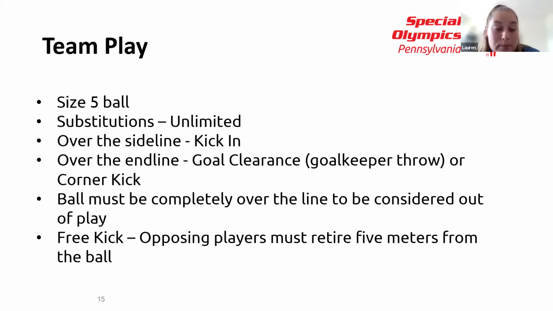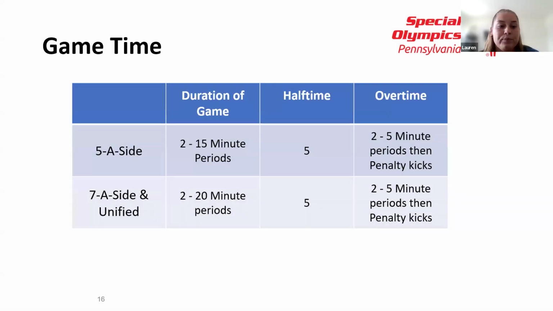For team play, the ball size should be size 5, with unlimited substitutions, kick-in over the sideline, and goal clearance over the end line. The ball must be completely over the line to be considered out of play. And for a free kick, opposing players must retire 5 meters from the ball. And this is just an overview of the game time for the 5v5, 7v7, and unified 7v7.